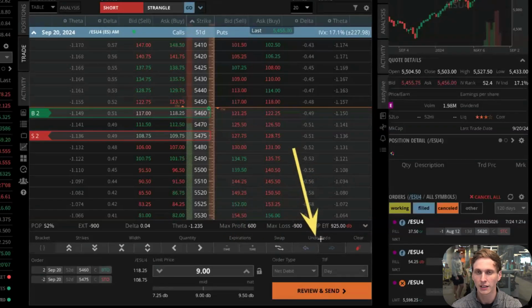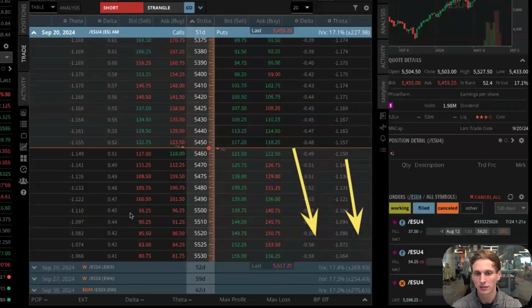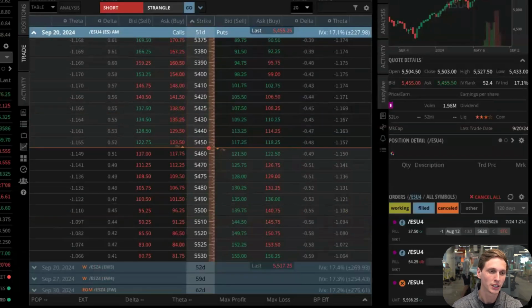And then we also have some undo and redo buttons. So if you want to go back, redo what you just did, or if you want to get rid of this trade entirely, you can click on clear. So just to show you what that looks like, if we click on clear right here, now we no longer have that trade up. But there's one other area I wanted to show you how you can set up a trade, especially if you're new to options trading and a little more comfortable with this preset feature.